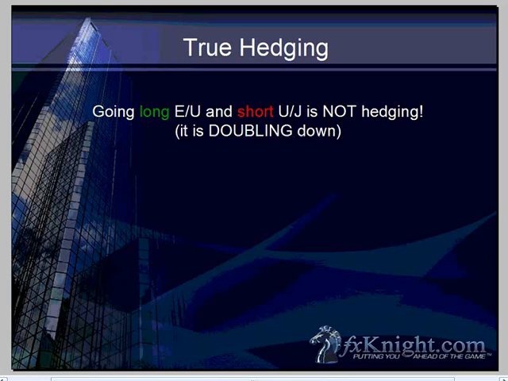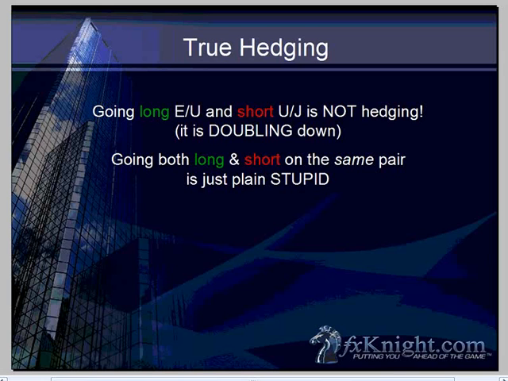That is doubling down. I'd much rather you just opened a second lot on the EU and left it at that if you're feeling twice as certain. Okay? That is not hedging. It is doubling down. Going both long and short on the same pair at the same time. This is very often how a lot of people define hedging. I think it is just plain stupid.